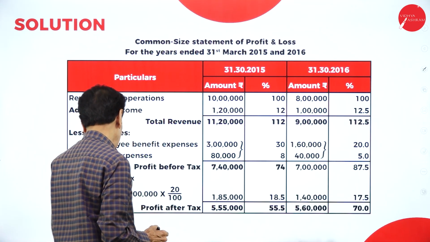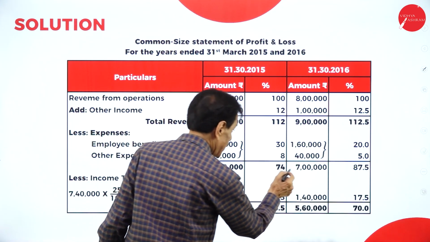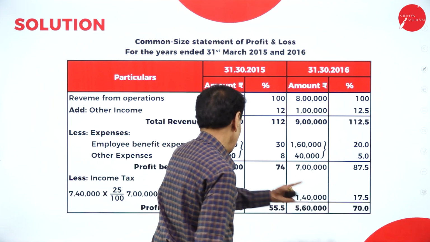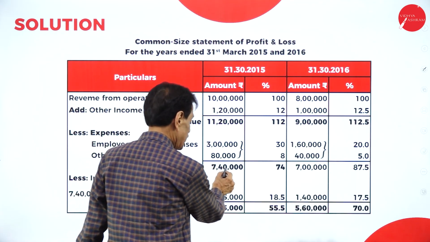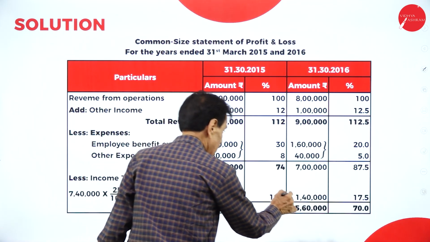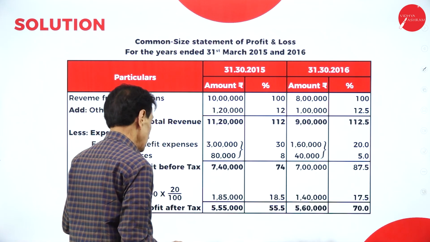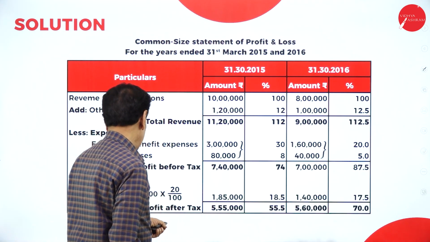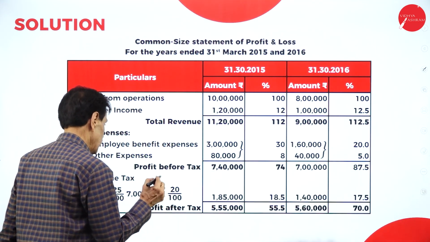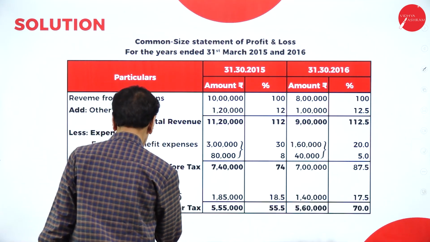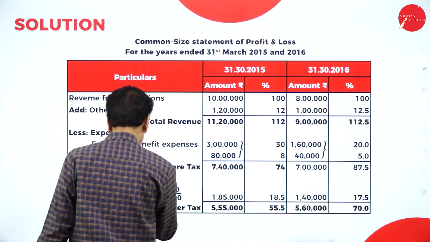7 lakh and 20 by 100, less income tax. 25 by 7 lakh 40, then 20 by 100 of this. 1 lakh 40,000 at 25%, another 20%. 7 lakh 40,000, another 7 lakh. 25% of 7 lakh 40,000 is 1 lakh 85,000, 20% of 7 lakh is 1 lakh 40,000. So this is 20 by 100, this is 25 by 7 lakh 40, 25 by 100, 7 lakh.